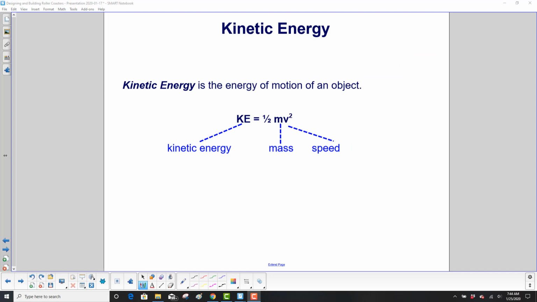The first energy we dealt with was kinetic energy. That is the energy of motion. It has to be moving. So kinetic energy, abbreviated KE, is equal to 1/2 times the mass of the object times the speed squared.